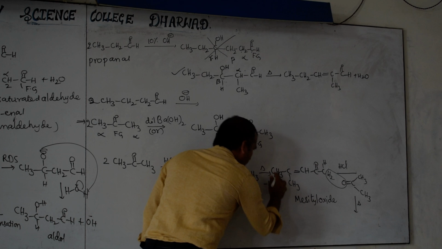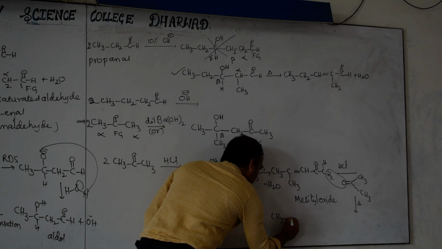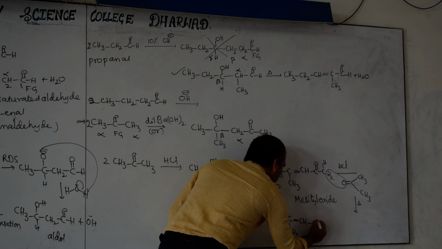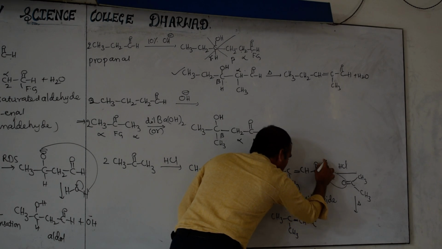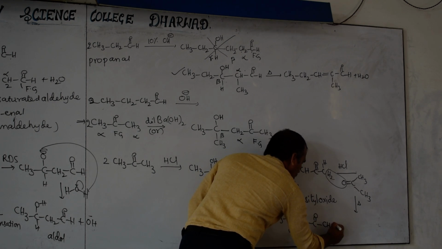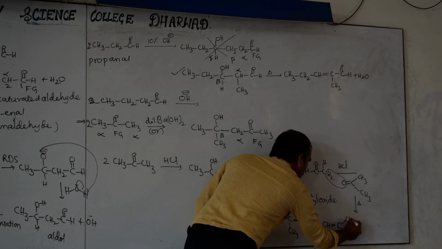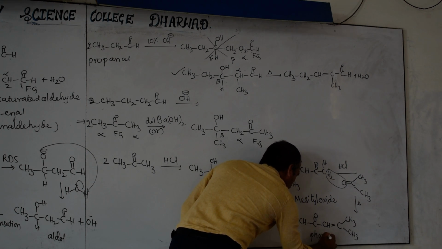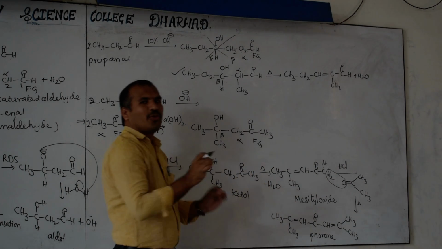Then what is the product formed? As it is, CH3, CH3, double bond, CH, C double bond O, CH, CH. Now the double bond is a double bond, CH3, CH. This is called 4-one.